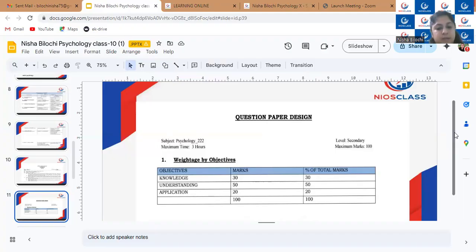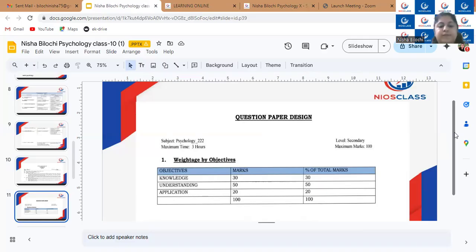Okay, and the maximum time you'll be getting in your exam is going to be 3 hours. The maximum marks will be 100. Your theory exam will be for 80 marks, and 20 marks will be there for TMA. And this is my surety: if you join my batch, I'll make you get the best marks.